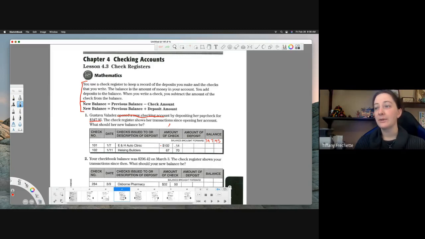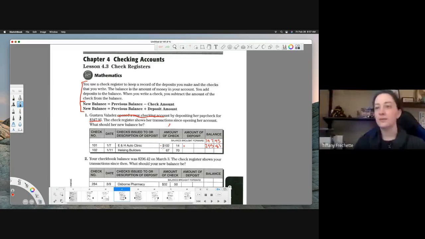So whatever's happening, you subtract this column, you add this column from the previous balance, and then you write in your new balance. So if we subtract $102.14 from $347.95, we get $245.81.